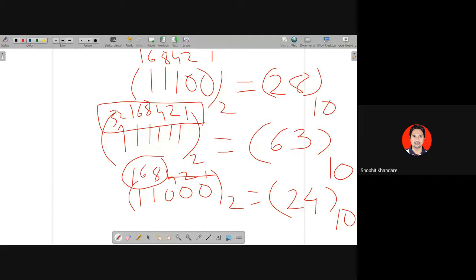So I expect that you will remember this method with the weights. The weights are 1, 2, 4, 8, 16, 32, 64, 128, and so forth. So this is binary to decimal.